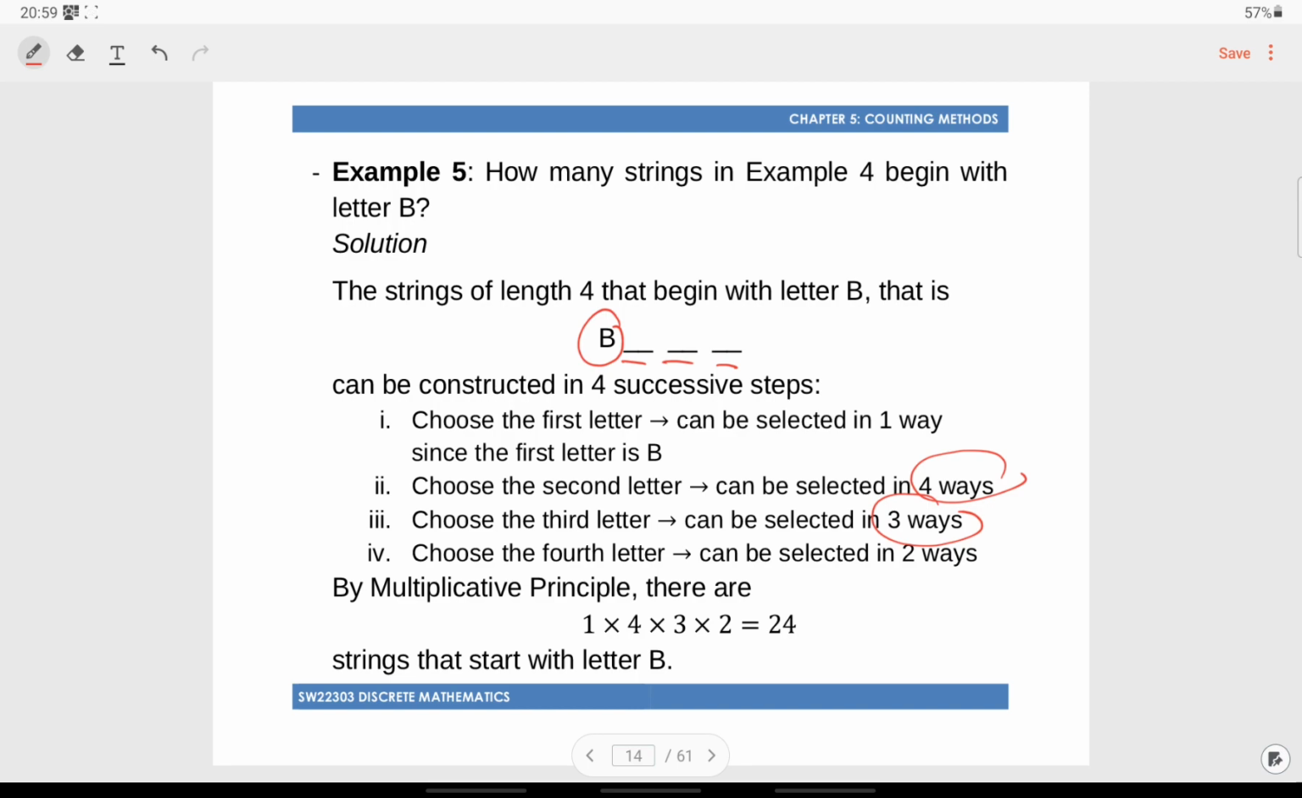So after we do all the successive steps to form a string of length 4, that means there are 4 successive steps, and after we complete the fourth step, it's time to use the multiplicative principle, because this task can be done in 4 successive steps. So there are 1 times 4 times 3 times 2, which is equal to 24 different strings of length 4 that start with the letter B.